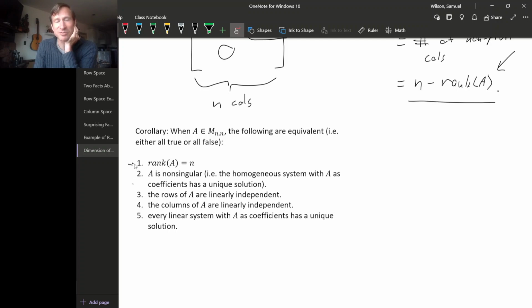So if the rank of the matrix is n, that's the same thing as the matrix being non-singular. What non-singular means is that the homogeneous system with A as coefficients has a unique solution. And if it has a unique solution, that means the solution has to be 0. So let's prove that 1 is equivalent to 2.